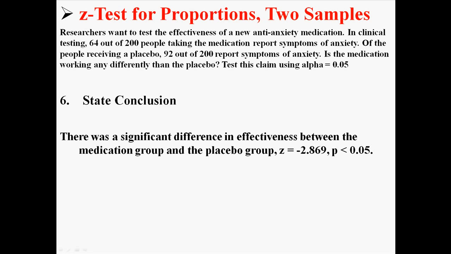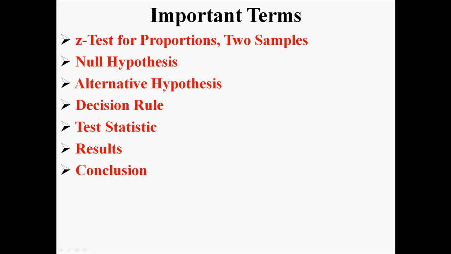And then that's how you would actually write it. You'd say z equals 2.869, p less than 0.05. That's the official way of writing your result. But your conclusion is just that the two groups were different. And that is a z-test for proportions when dealing with two sample proportions.